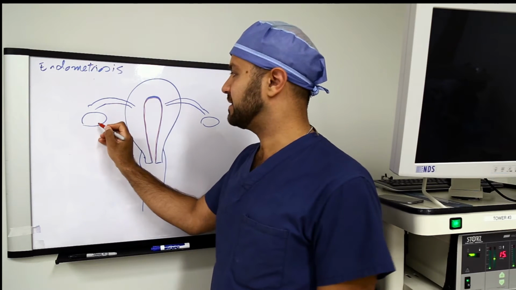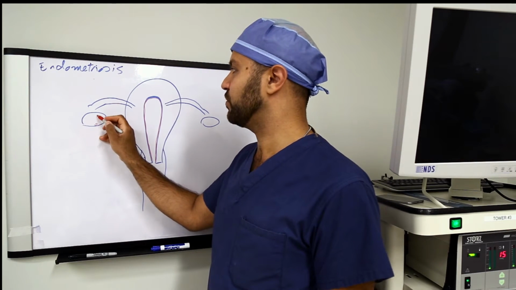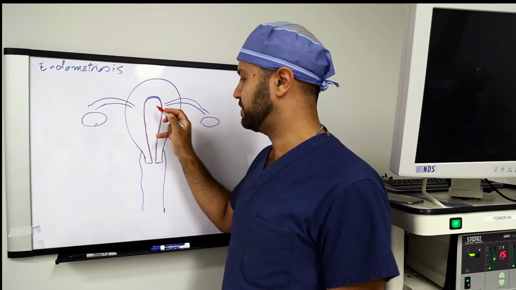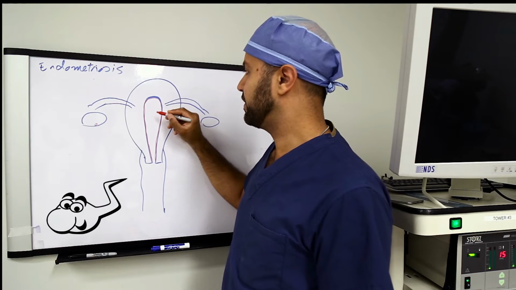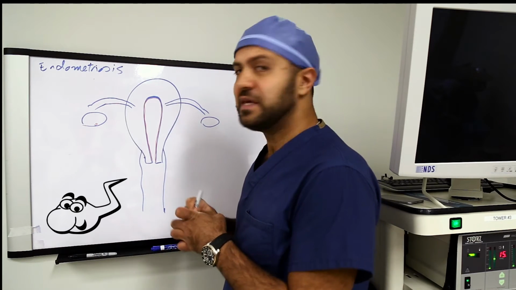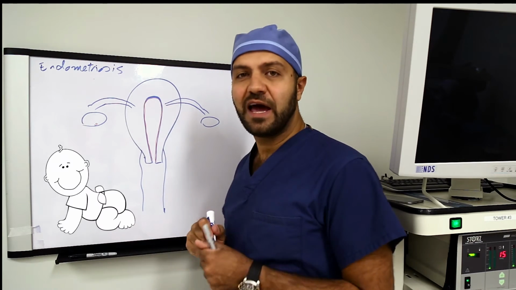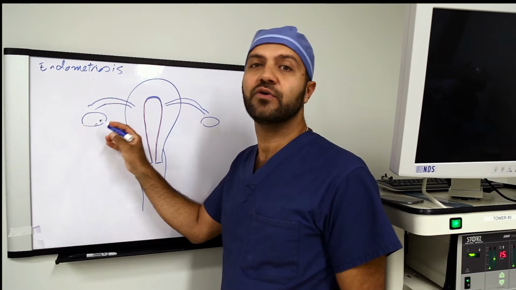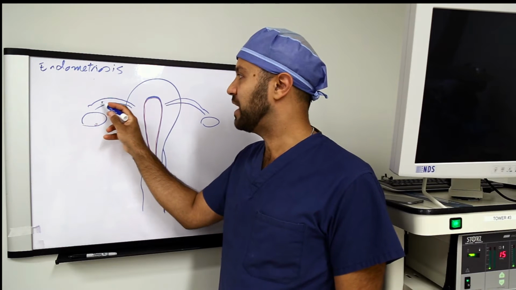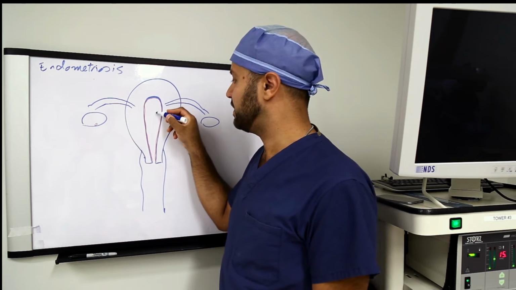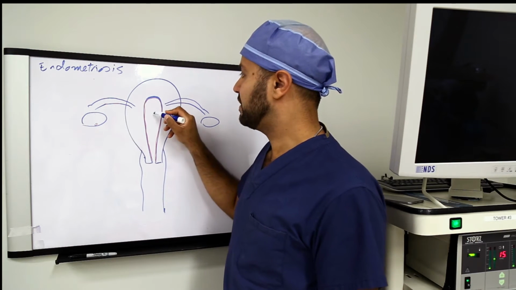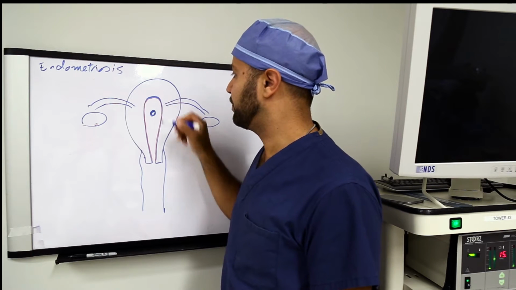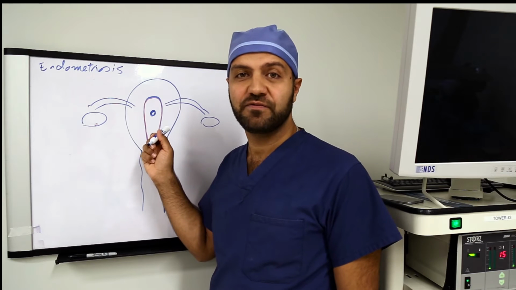So the eggs start their journey from the ovary and travel all the way inside the uterus to meet the sperm and make a baby. So what happens is that every month you're releasing one egg or maybe more, and it travels all the way here inside the uterine cavity. If the egg meets the sperm, then there's going to be an embryo. This is the beginning of life.